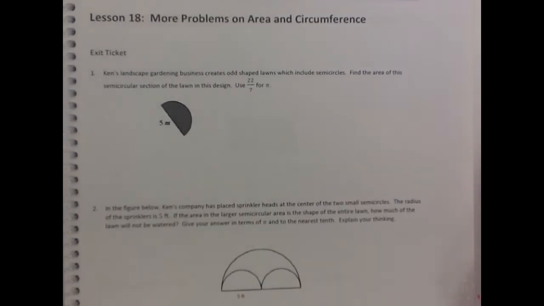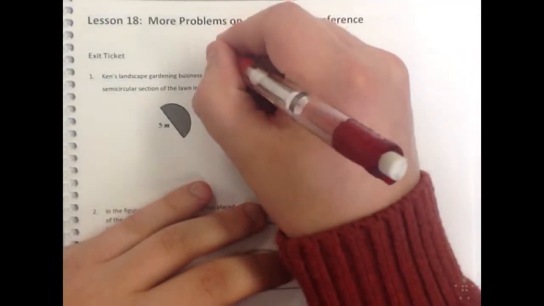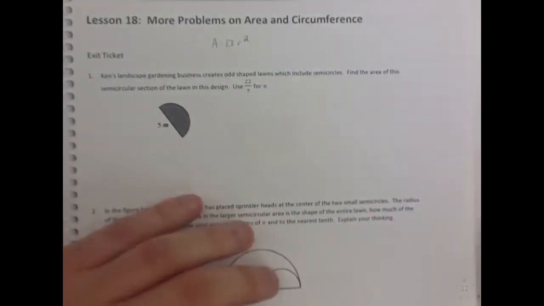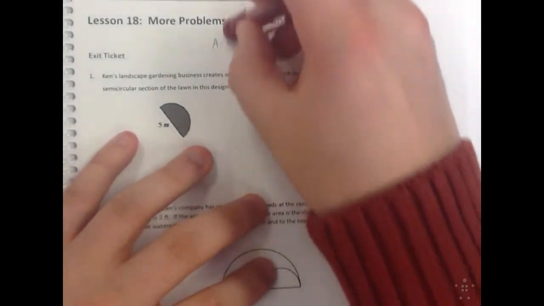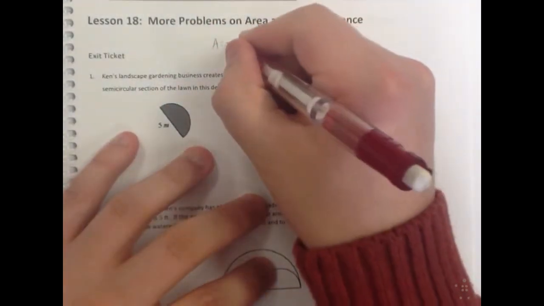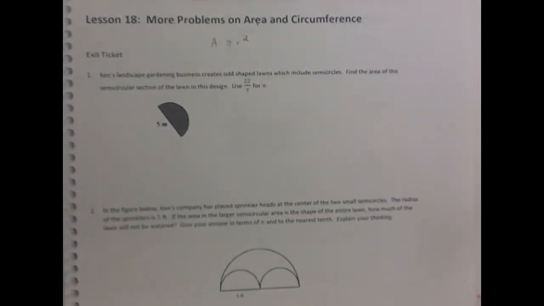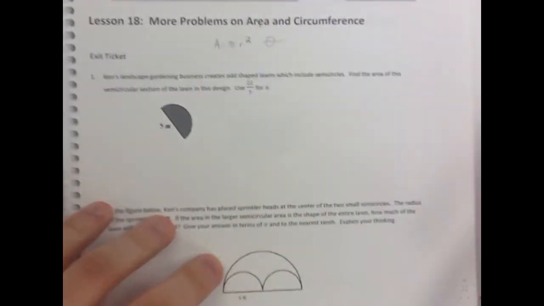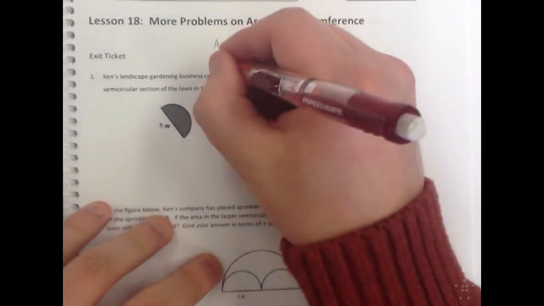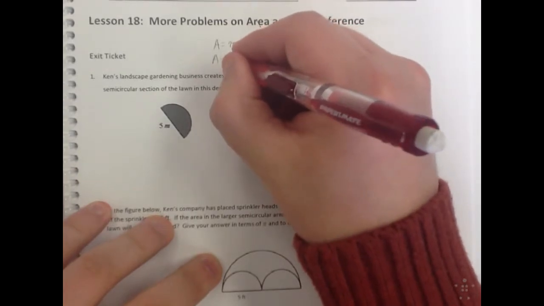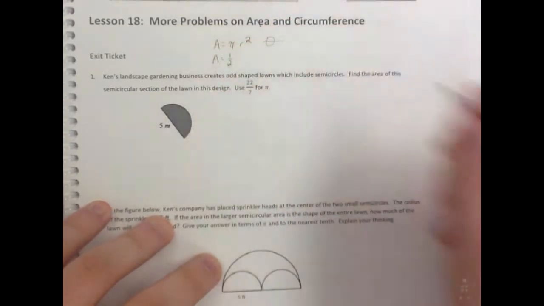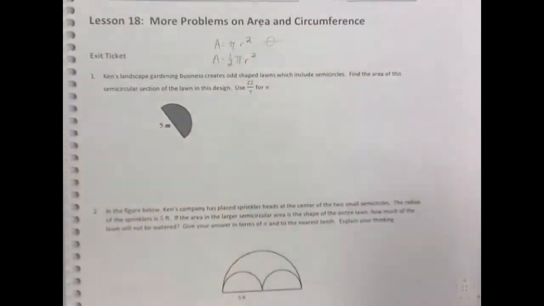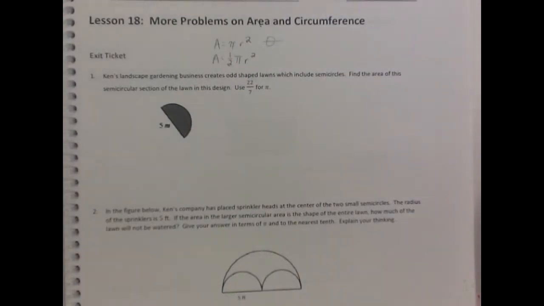Okay, semicircles. So if our formula for area of a circle is A equals pi r squared, okay, that's a whole circle, right? But if we just want half of the circle, all we have to change about our formula is that we need to multiply it by 1/2. So our formula becomes A equals 1/2 pi r squared. Okay? We're going to need to know that for these 2 problems here.